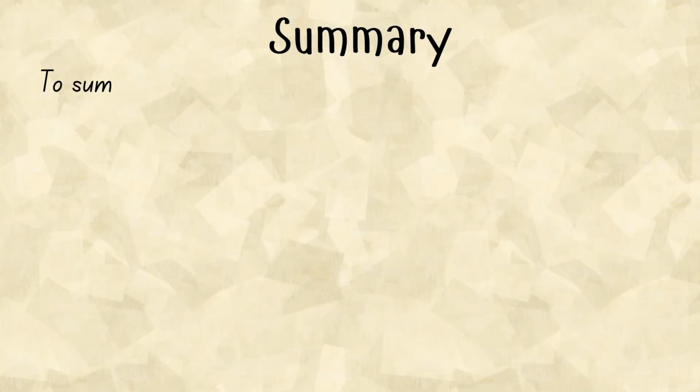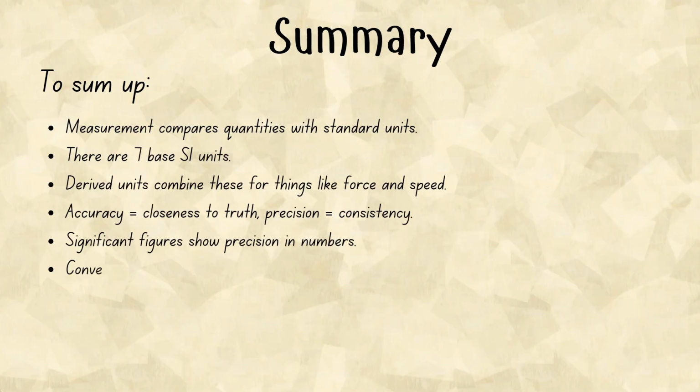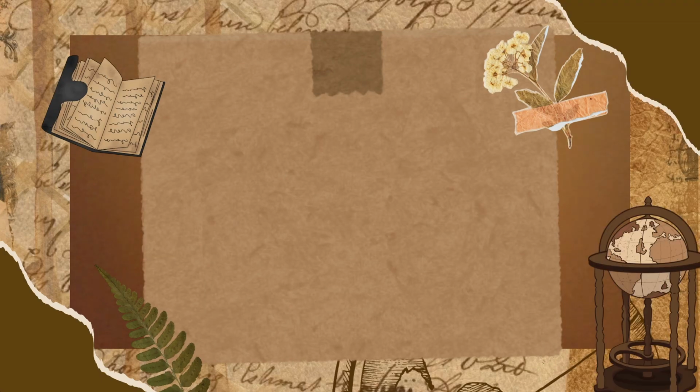To sum up, measurement compares quantities in standard units. There are 7 base SI units. Derived units combine these for things like force and speed. Accuracy equals closeness to truth, precision equals consistency. Significant figures show precision in numbers. Convert everything to SI units. And don't always trust your eyes. Optical illusions are real.